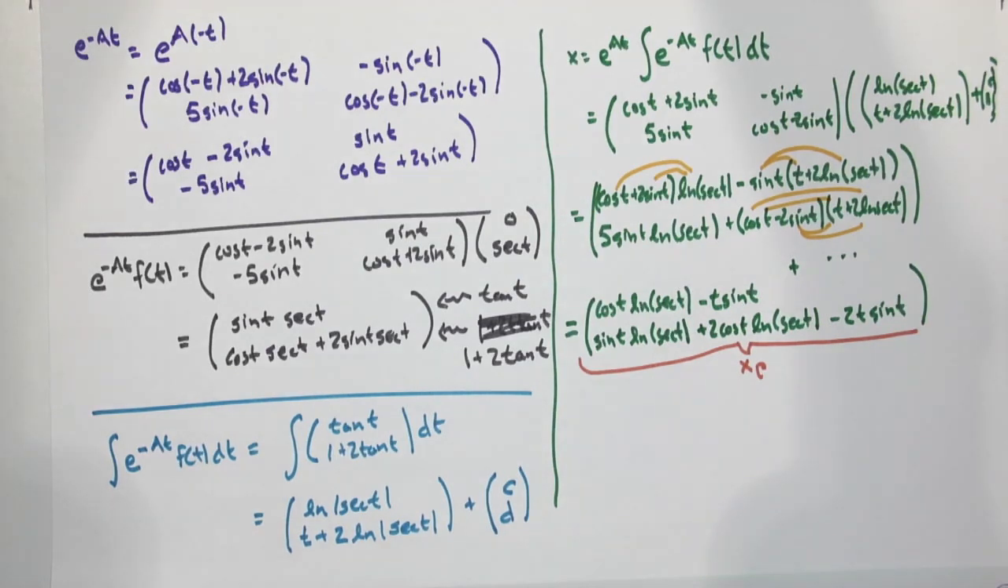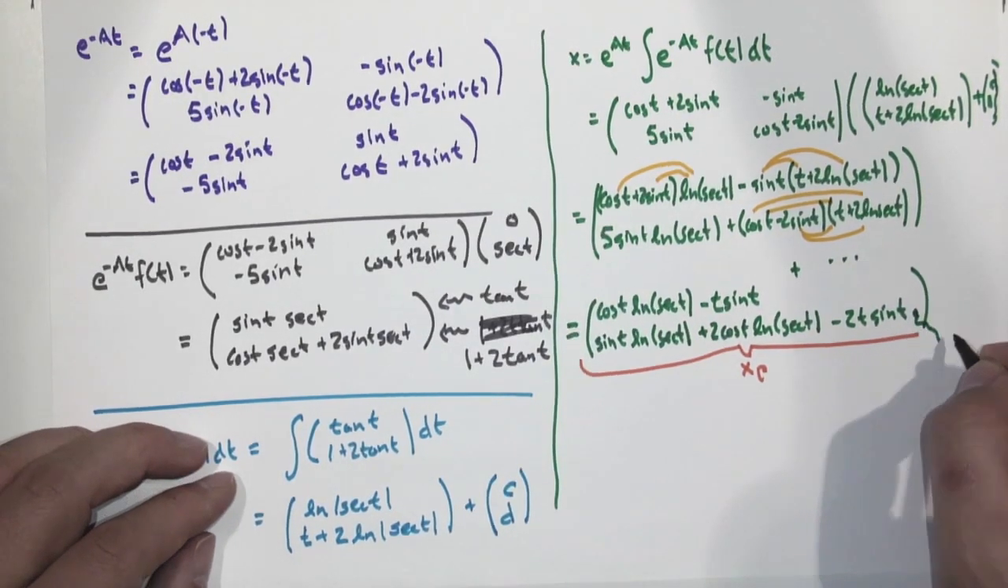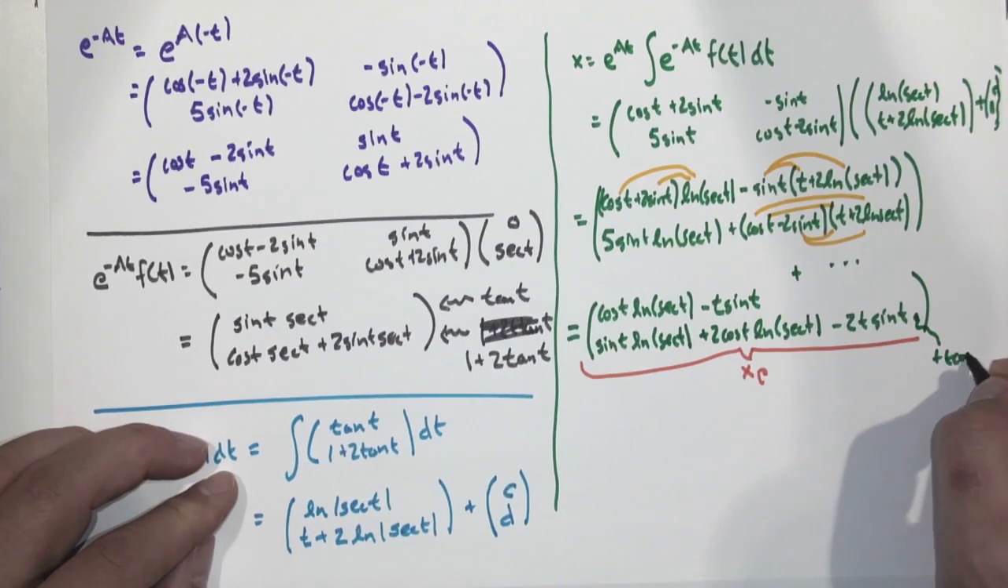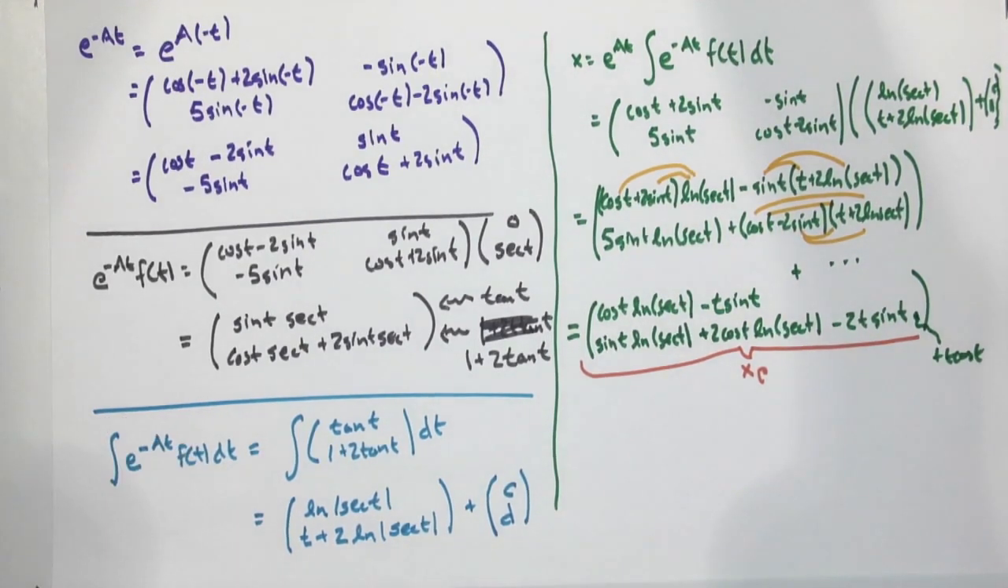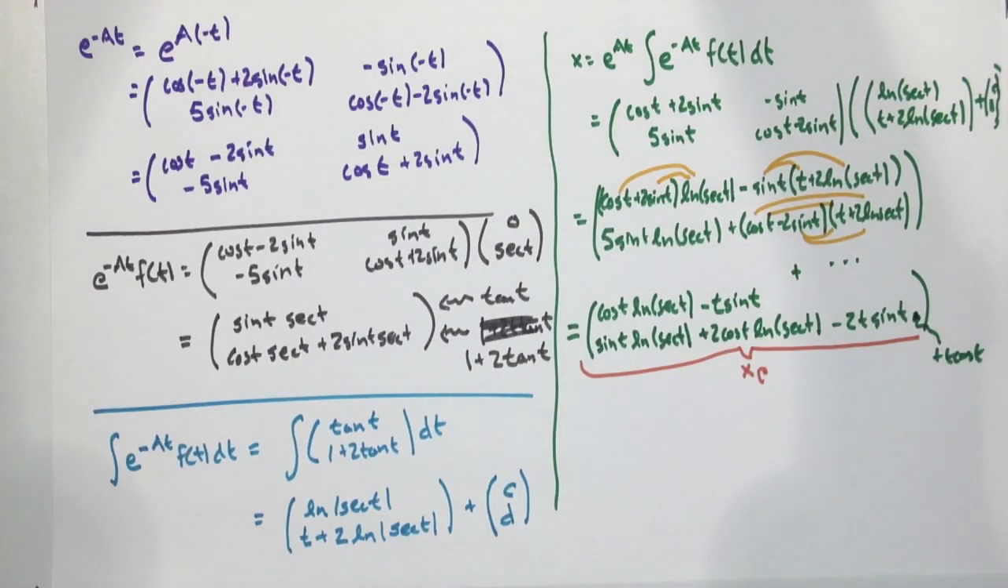Okay. Yes? Did I make a mistake? T cosine t. Where did I forget a t cosine t? Ah. Plus t cosine t. That's where I forgot it. Yes. Thank you. Whew. It felt too easy.